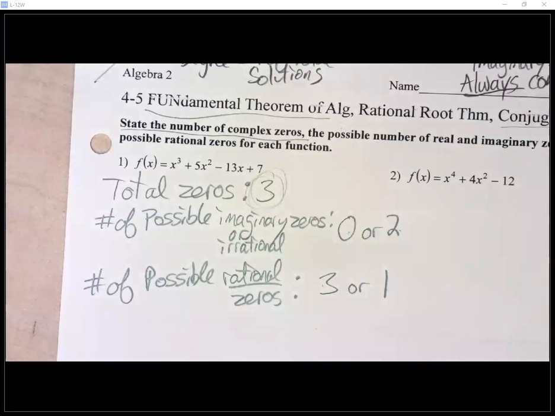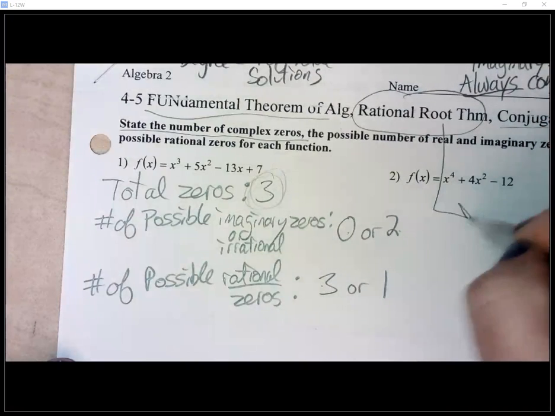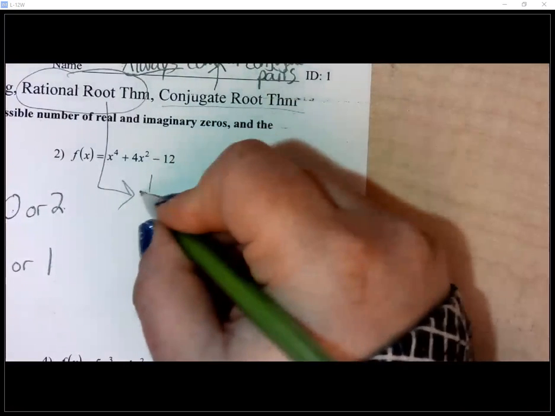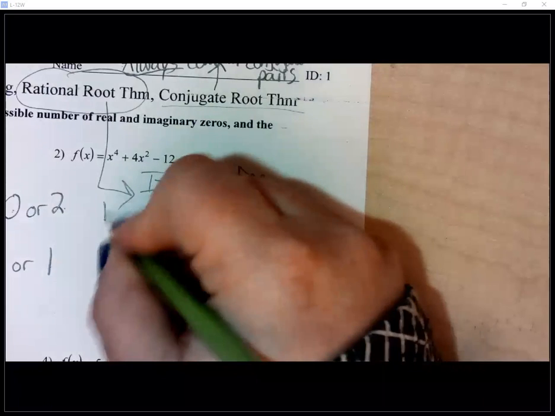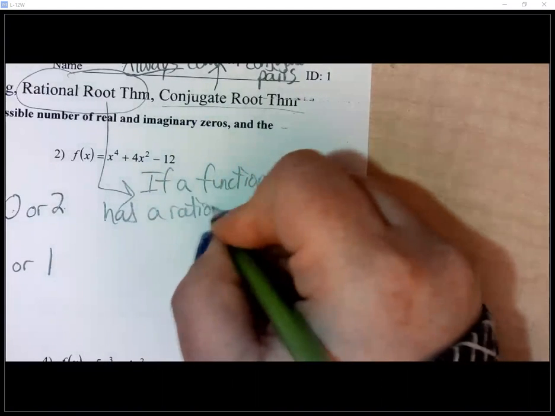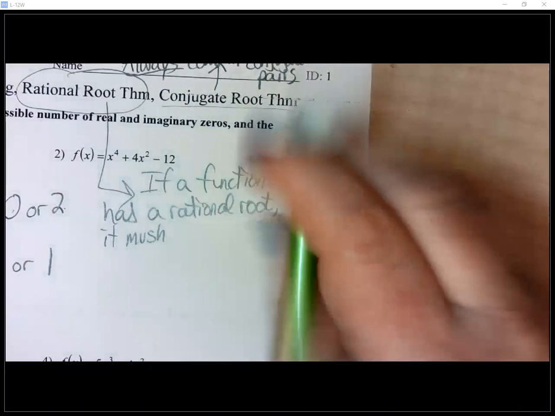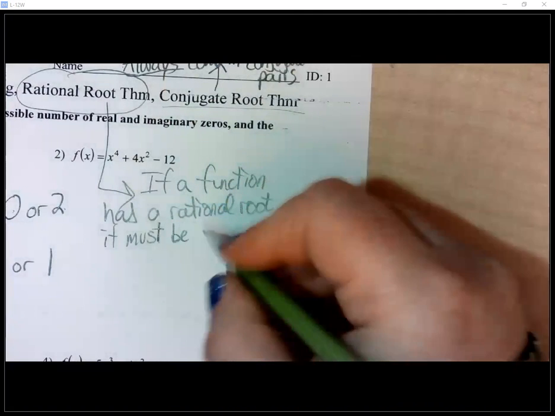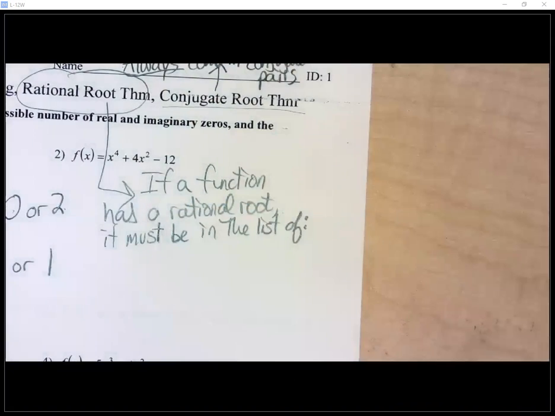This is so crazy. So the rational root theorem tells us, sorry, I should have done this on my notebook, but whatever. Rational root theorem. I'm just going to write over number two. So I guess we just won't do that one. So if a function has a rational root, it must be in the list of, now this is going to look real weird until we do an example.